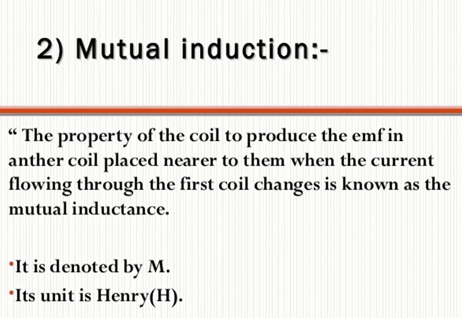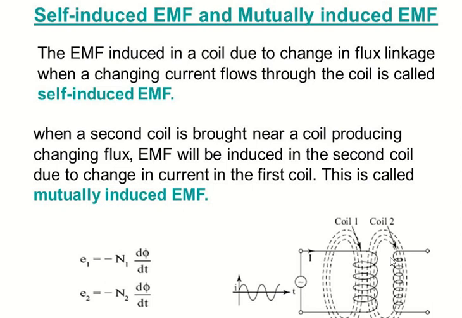So, mutual induction can be defined as the property of a coil to produce an EMF in another coil placed near it when the current flowing through the first coil changes. So, the EMF induced in the second coil when it is placed near the first coil, and if you are changing the current in the first coil, an EMF will be induced in the second coil. That is known as mutually induced EMF.